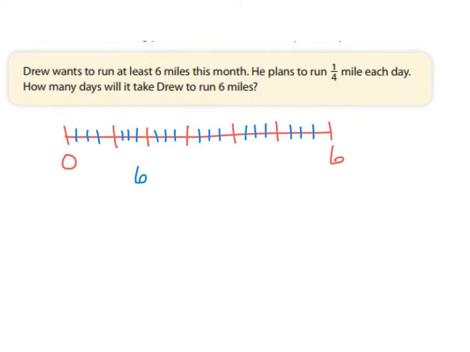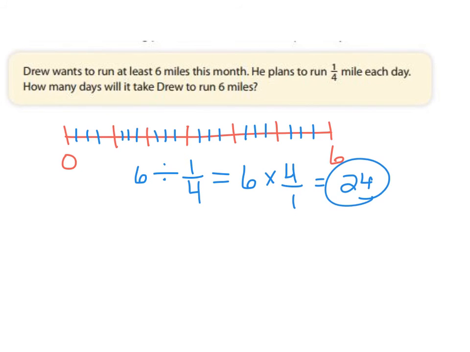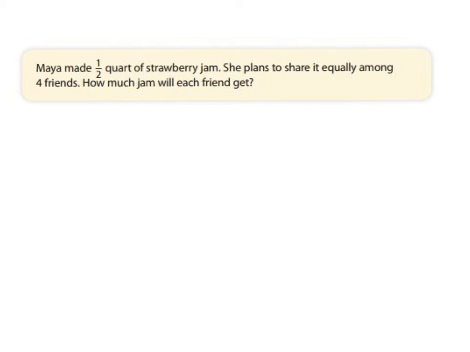6 miles divided by 1/4 a day. It's going to tell us how many days it's going to take. Keep, change, flip. 6 times 4 is 24.